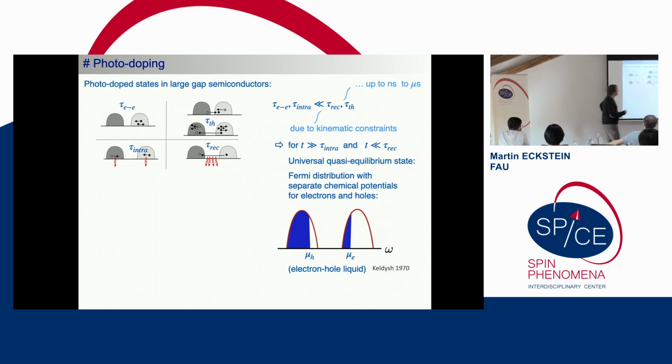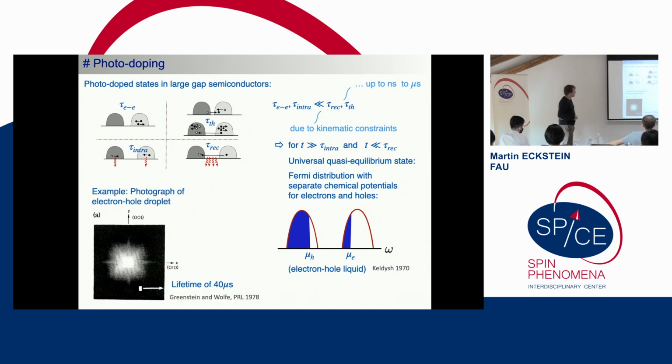And this is a kinetic bottleneck. That means for times well in between these intraband and interband times, you'd expect that you form a quasi-equilibrium state which is only controlled by the number of excitations which you have. So you can describe it more or less by two Fermi functions with a separate chemical potential in the upper and lower band, and the temperature is set by the lattice. That's very well known since the 70s, the work of Keldysh and others. And in semiconductors, this lifetime can be very long. If I understand correctly, sometimes you can even take a photograph of such an electron-hole droplet in semiconductors.